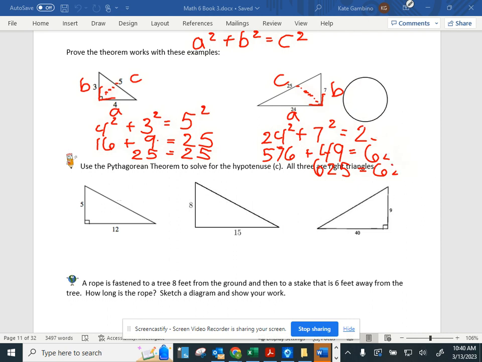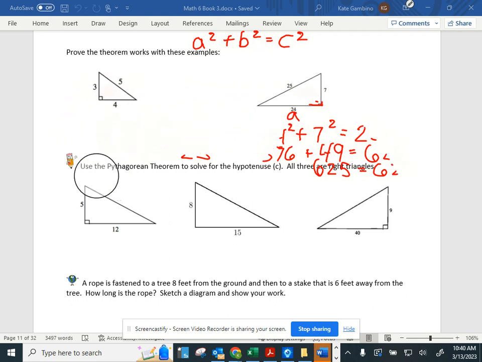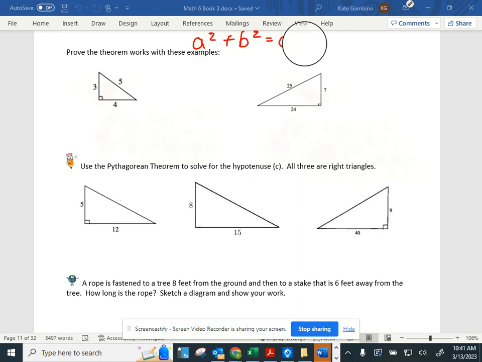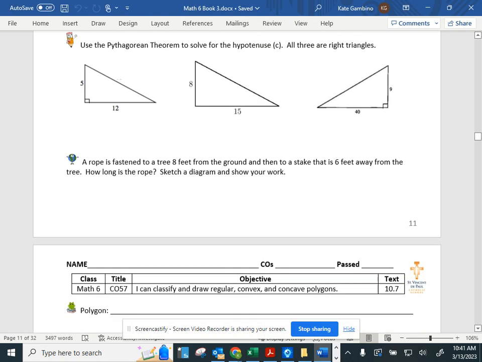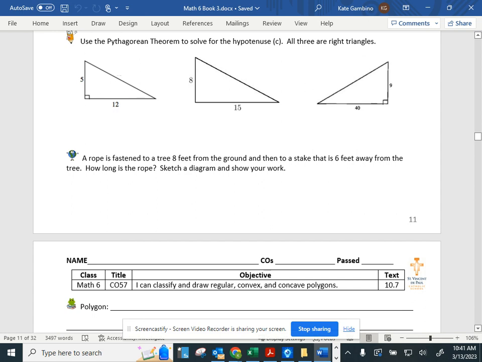So let's see how we're going to use that to find missing side lengths. We're going to do the first one together. The directions are telling us that all 3 of these are right triangles. 2 of them tell us where that right angle is.